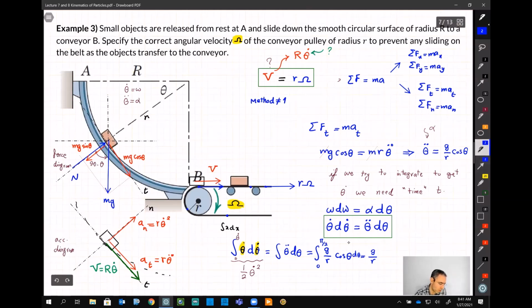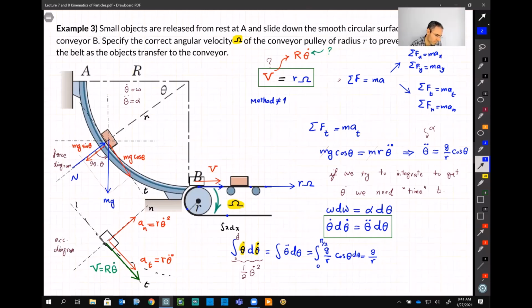So let's see what we got here. We just found that theta dot squared is 2g over r. We found the angular velocity at this point. And now you can see how we can solve the problem.